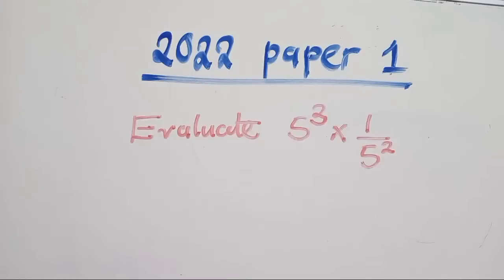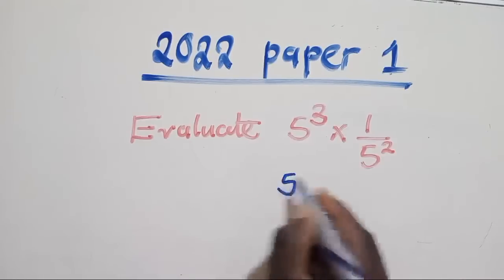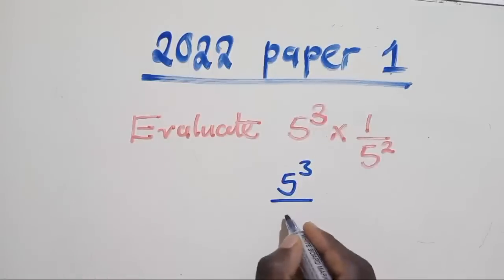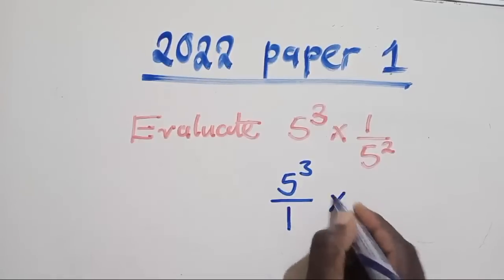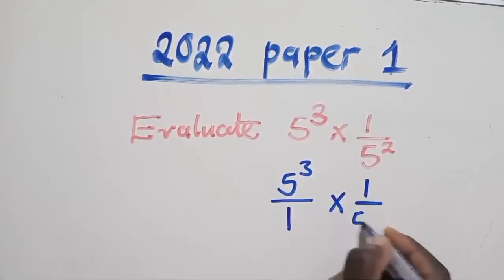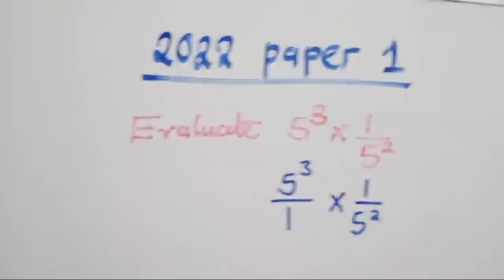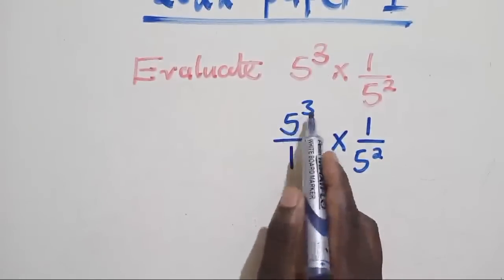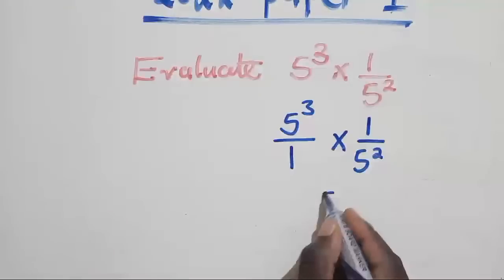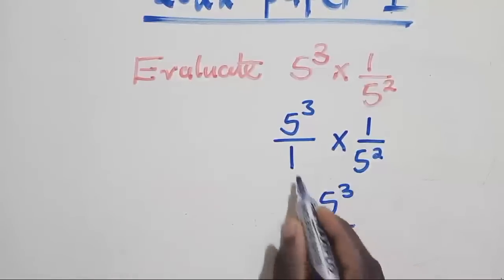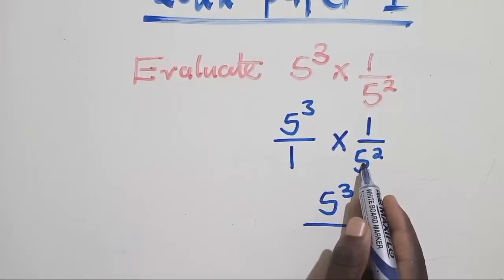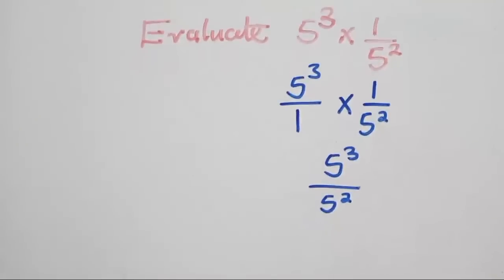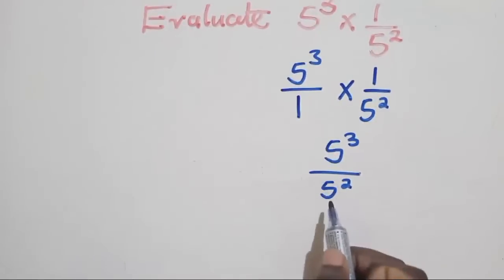So let me show you. In mathematics, this is algebra. When you see this, all you need to know is that down here, there is a 1. So you just say times 1 over 5 power 2. So when you multiply here, 5 power 3 times 1 will give us 5 power 3 over 1 times 5 power 2, that will definitely give us 5 power 2. I guess you've gotten the concept now up to here.